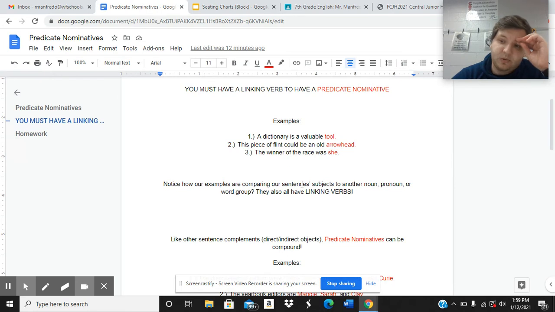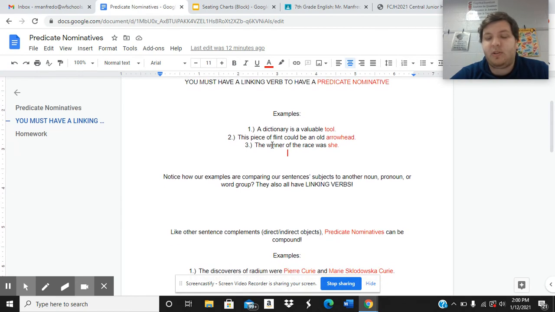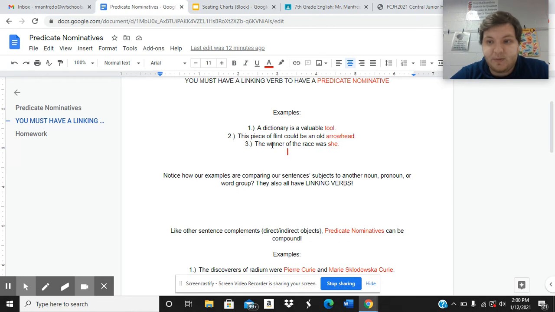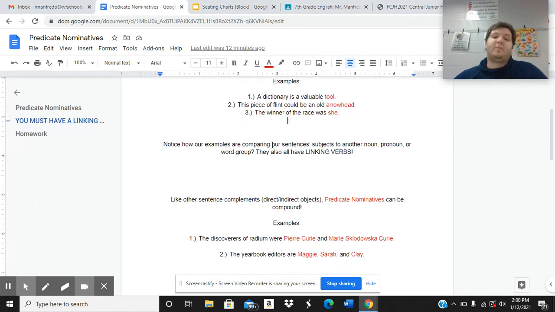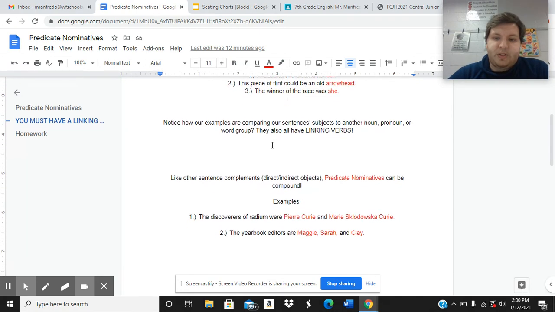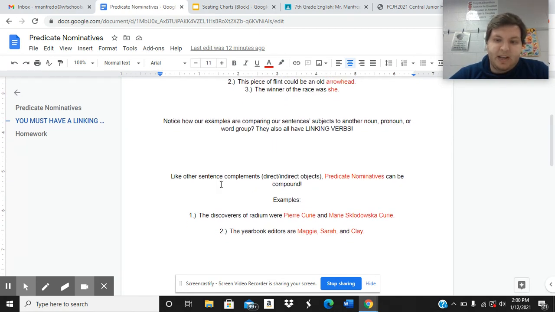In a couple of days, you will learn the final sentence complement of our section, and it is called predicate adjectives. So if you were to say the dictionary is yellow, obviously yellow is an adjective, and so that means it's a predicate adjective. That's the only difference between nominatives and adjectives, but we're leaving adjectives for a lesson in the future.